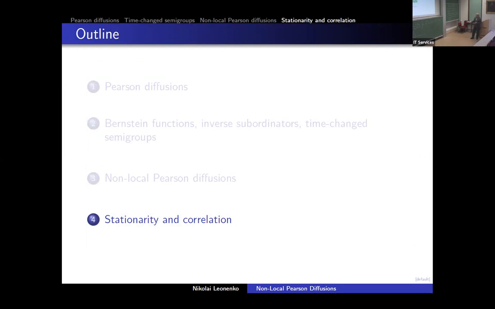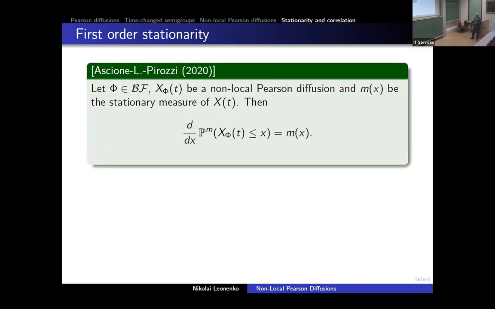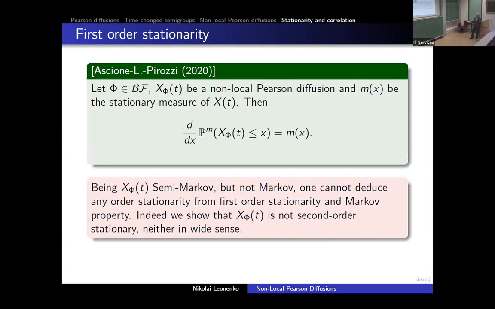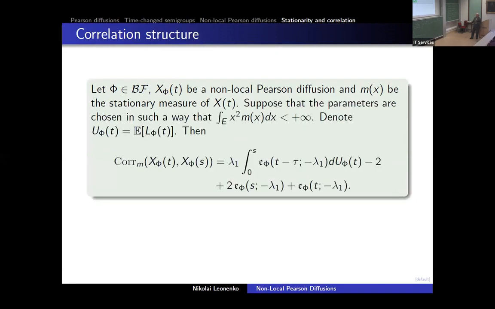And finally, just 1 minute about what we call the time-changed process. We have a Pearson diffusion and we change time by an independent inverse subordinator. What is the property of this stochastic process? We can derive a clear form of the exact distribution, which is basically in the limit the same as the Pearson class of distributions. And we can derive a covariance function of this form.